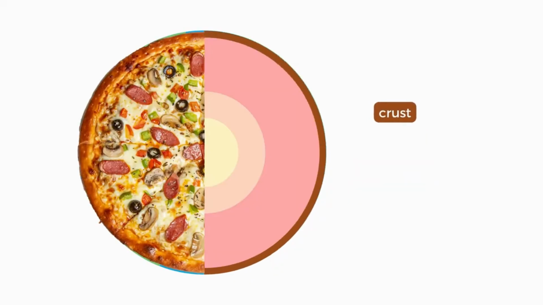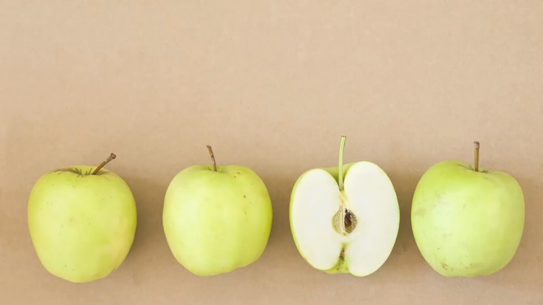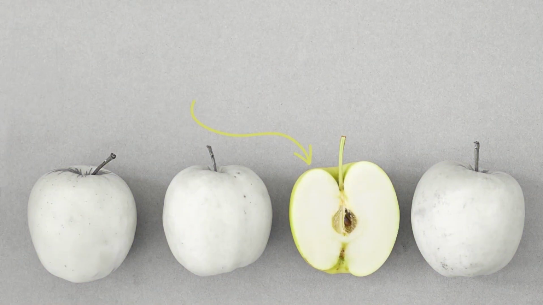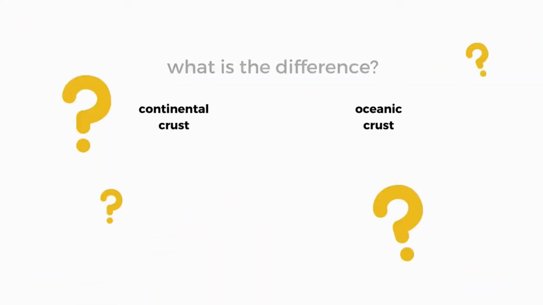Let's talk about the crust first. The crust is the thinnest layer, ranging between about 6 and 70 kilometers thick. It's kind of like the skin of an apple in comparison to the rest of the apple. The crust is also divided into two types, continental crust and oceanic crust. So what is the difference between the two?